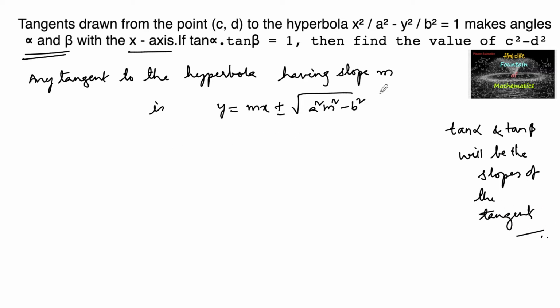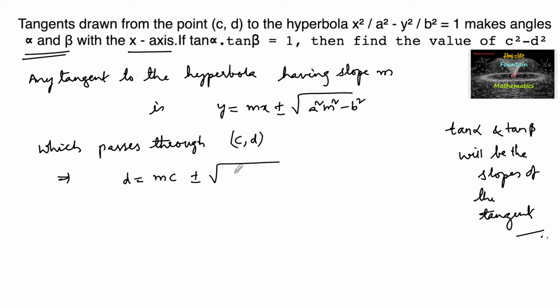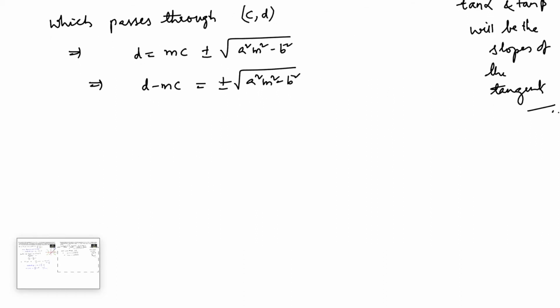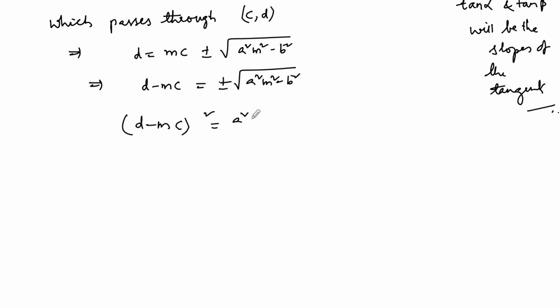Now let us simplify. Since this tangent is passing through the point (c, d), y = mx ± √(a²m² − b²) passes through (c, d), which implies that d = mc ± √(a²m² − b²), or we can simplify d − mc = ± √(a²m² − b²). On squaring both sides, (d − mc)² = a²m² − b².